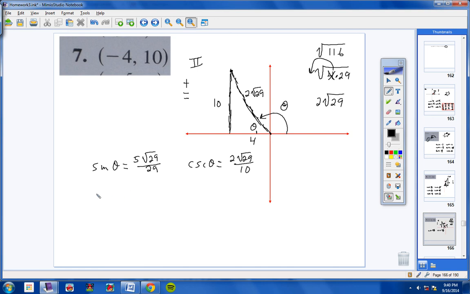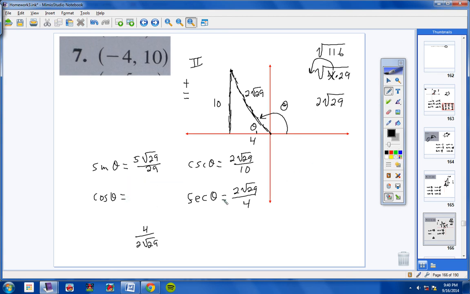All right, moving on to the cosine of theta. Cosine of theta would be adjacent over the hypotenuse. Now, I know that I have to rationalize this, but I'm first going to write the reciprocal function over here, which would be 2 square root of 29 all over 4.